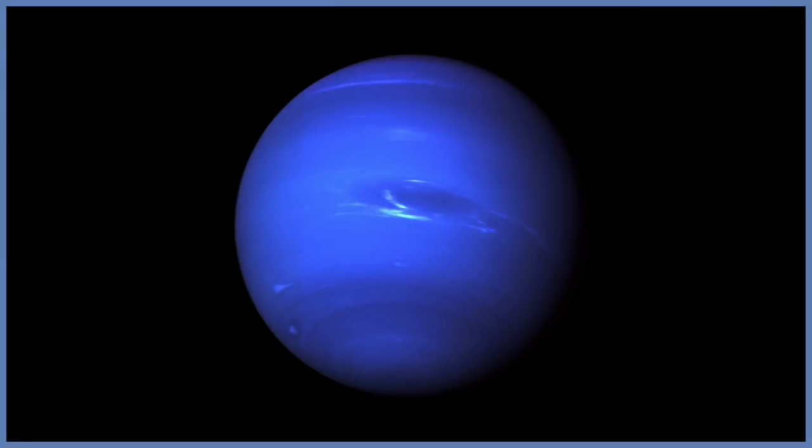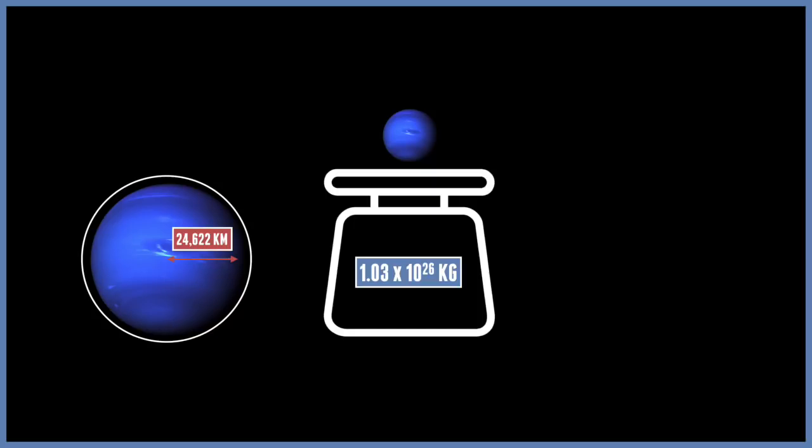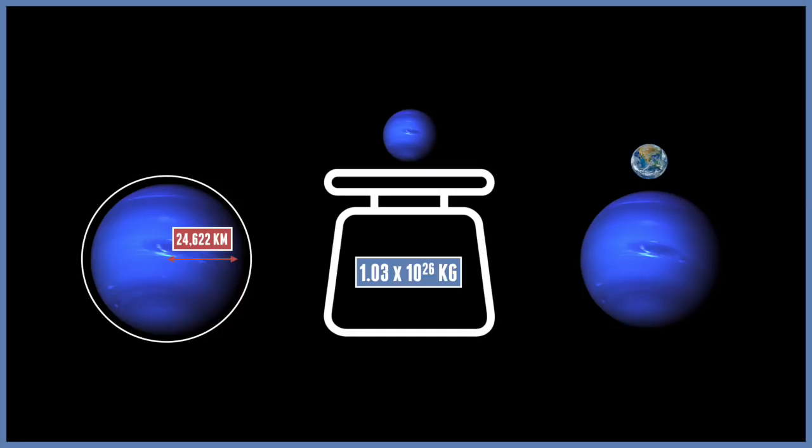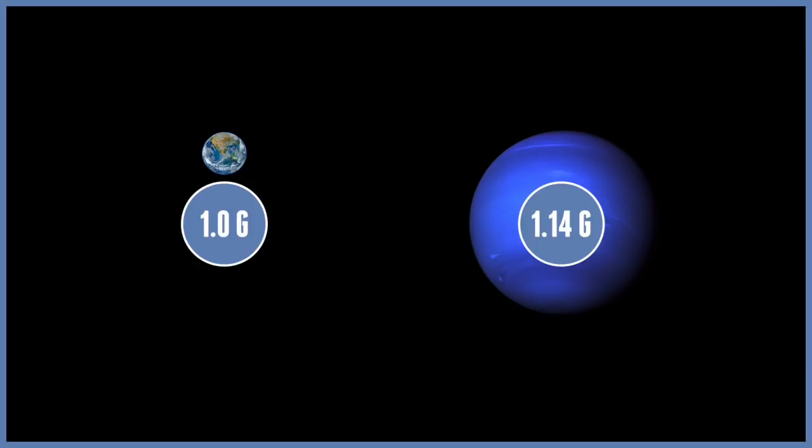And finally, we come to the furthest planet from the Sun, Neptune. Sorry about that, Pluto. Neptune is just under 25,000 kilometers, making it the fourth largest planet. It has a mass of 1.03 times 10 to the 26 kilograms. And again, it's a very similar size to Uranus. Neptune is a very similar planet to Uranus, not only in mass and size, but also in density. But it does have a higher gravity, at 11.15 meters per second squared. This means that it actually goes higher than Earth, at 1.14 g.